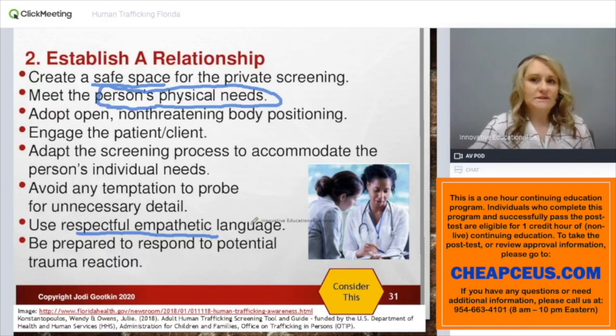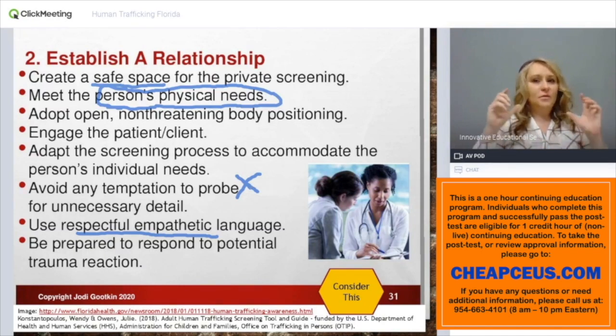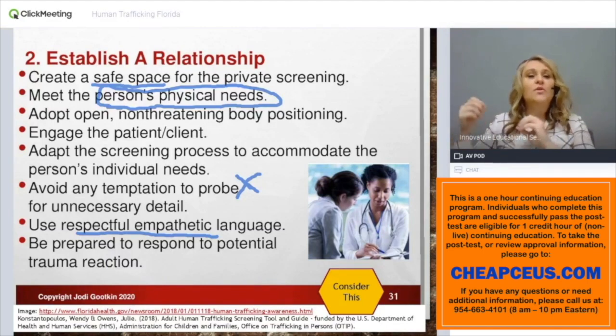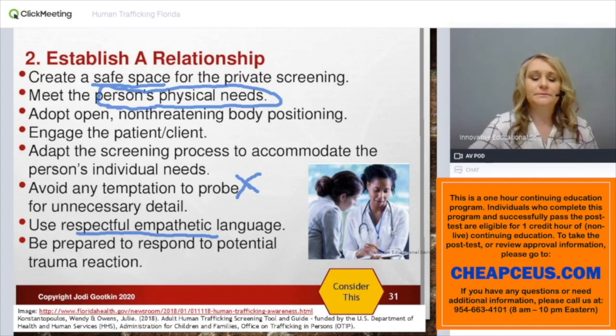We are not investigators. We are not going to be probing to get as many details as possible. What our role is, if we see the red flags, the way they're interacting with us, we have a sense that they might be a victim of trafficking, we're going to look at focusing on reporting that to the right individual who will then investigate.